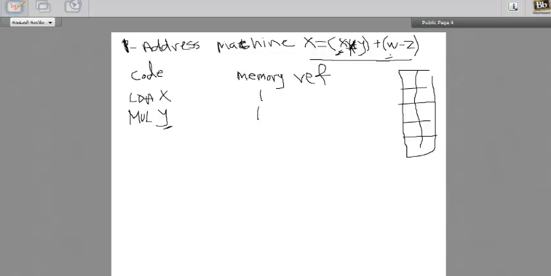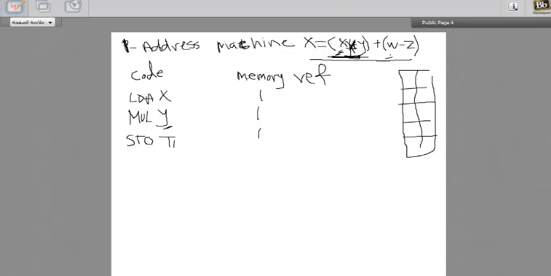Now, obviously, we've got this result of the multiplication. Now we need to store the output. So we have the store, and let's call it T1. In the exam, I'll tell you what to call it. Let's call it store T1. Again, it's obvious we need to access the memory once to store the value of T1.